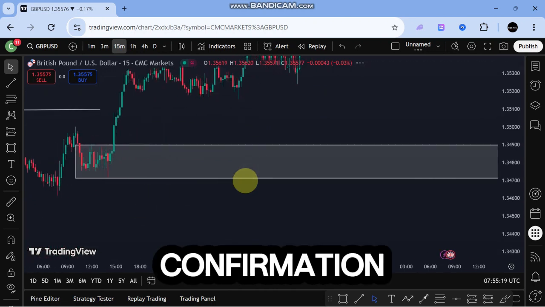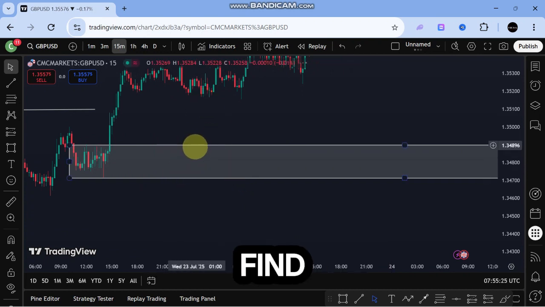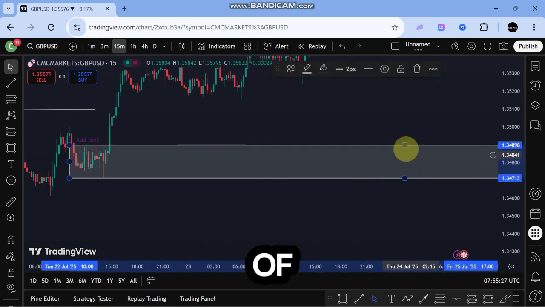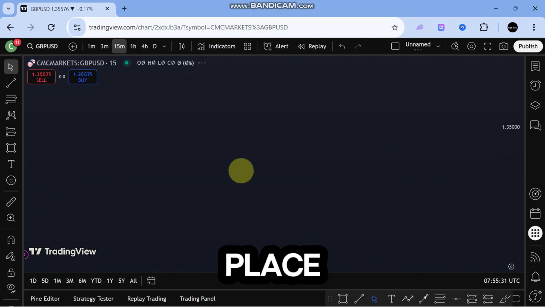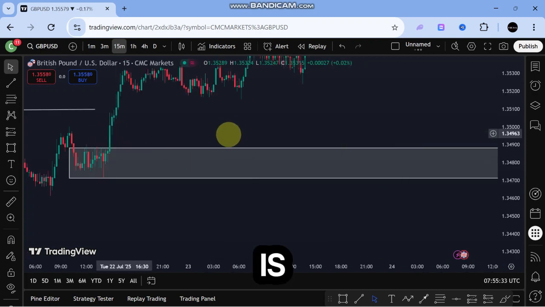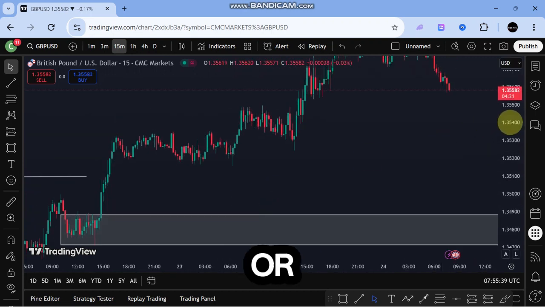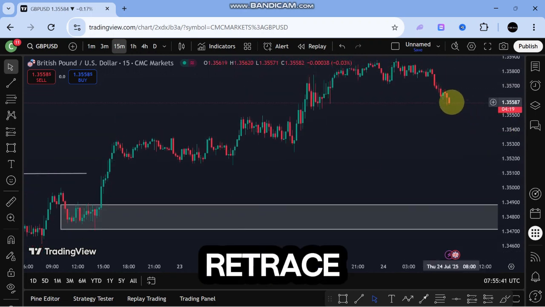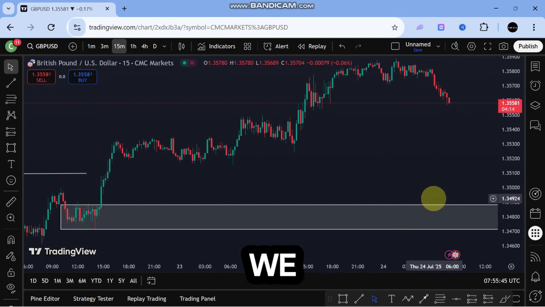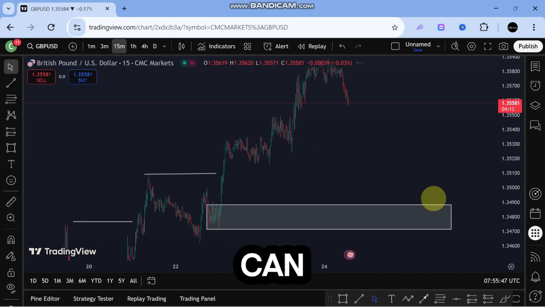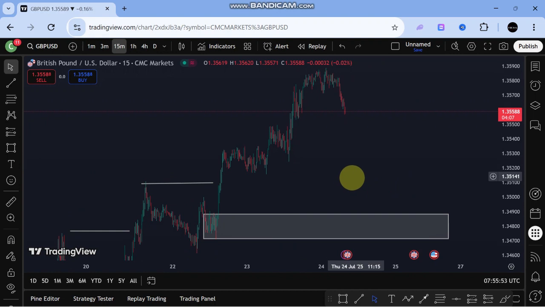The 15 minutes time frame is our confirmation, you get. So as you can see, we find our point of interest by reducing this, you get, reducing this to this place. And here is a fair value gap. So you simply wait for the market to retrace down to this particular place. And once price reaches this particular place, we can simply take our entry and enter and target this. So yeah, this is simply our total analysis work.